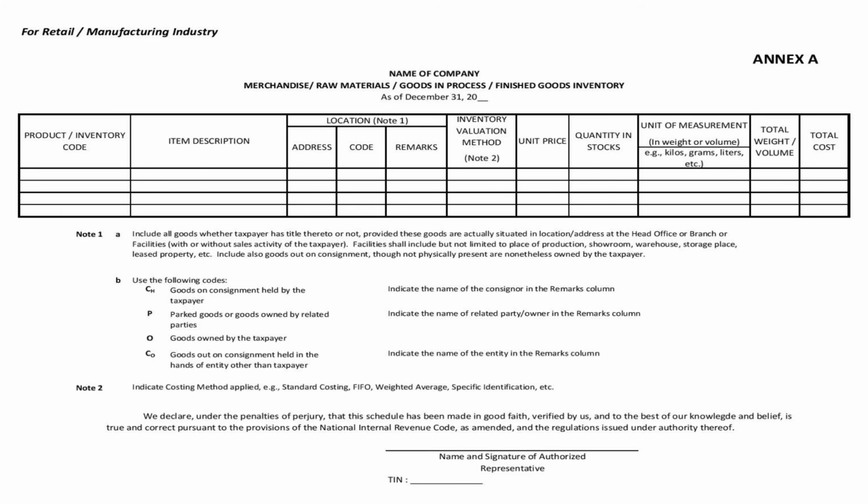Goods owned by the taxpayer, no? And then, goods out on consignment held in the hands of entity other than taxpayer. Indicate the name of the entity in the remarks column. Okay. So, note 2, indicate costing method applied, the standard costing, first in first out, weighted average, specific identification, and others. No, and this form is filed under the penalties of perjury to be signed by the authorized representative and supply also the tax identification number of the authorized representative.